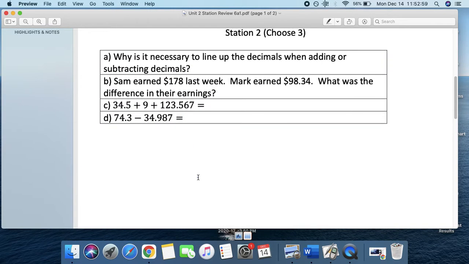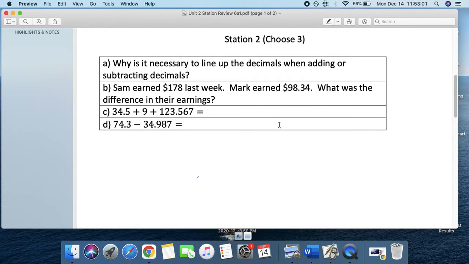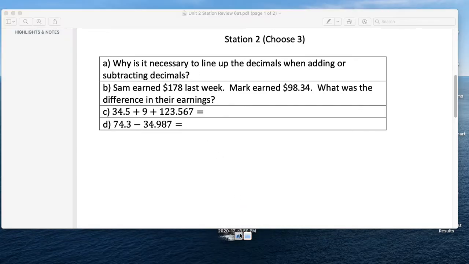Station 2. Wow. Choose 3. Oh. Okay. So I'll do 4.